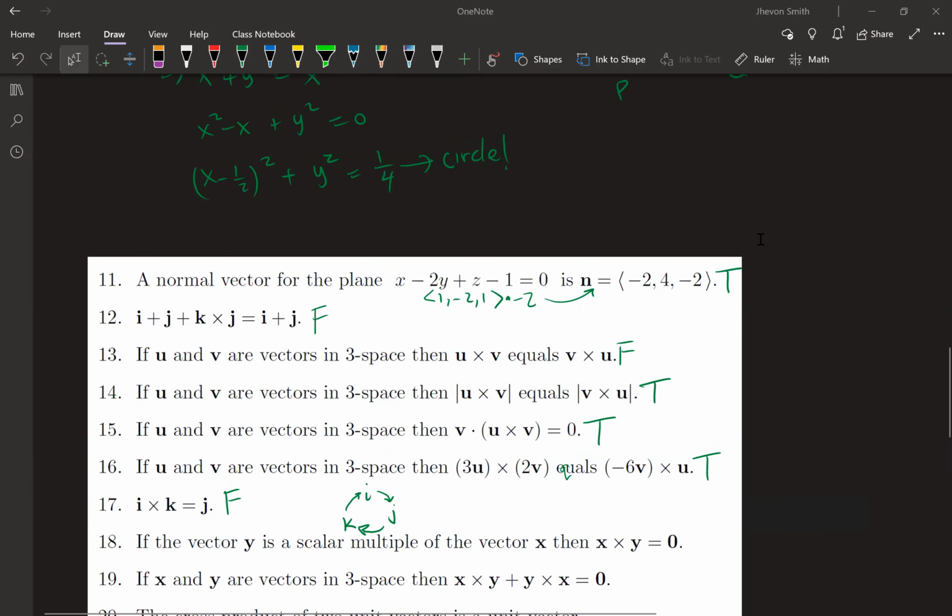Oh, for 16, we had a property that said if you have a constant times one vector cross another vector, you can move that constant around. You can attach it to either vector, you can factor it out in front. And all that good stuff. So here, if I have the 3u cross 2v, I can move the 2 out in front to get 6u cross v. Then if I switch the order, I get the negative 6v cross u.